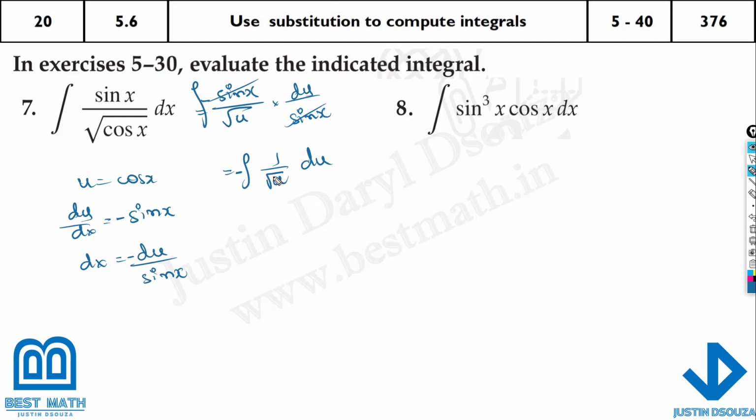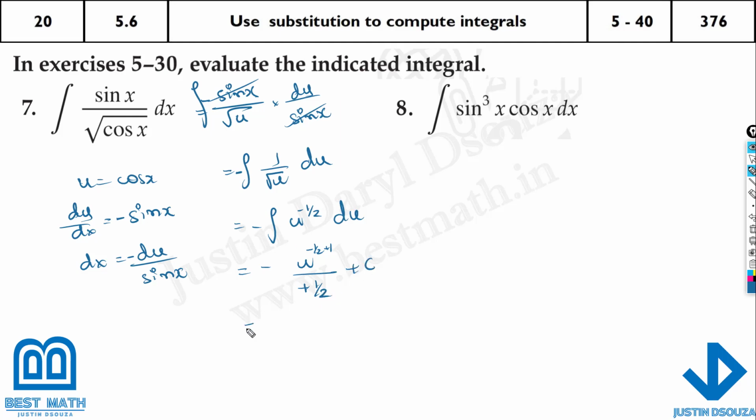Now how would we solve this? When you bring this up, it is a negative power. This power is half, so when you bring it up, it will be minus half. Power is minus half, du. Now let me use the power rule. So it'll be minus u to the power minus half plus 1, divided by whatever is the answer. What is the answer here? Minus half plus 1 is positive half itself. Plus c.